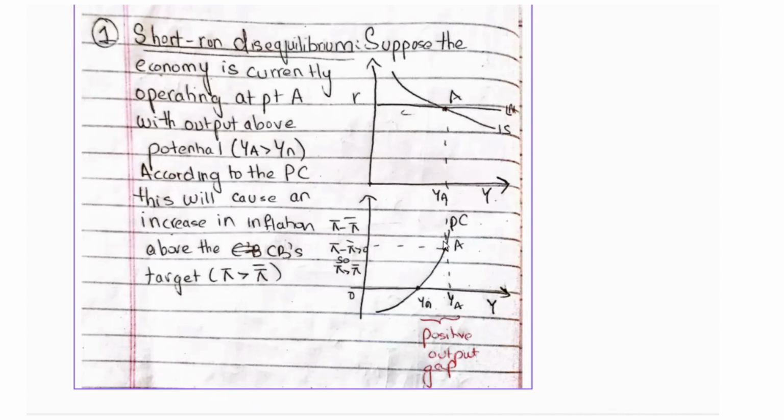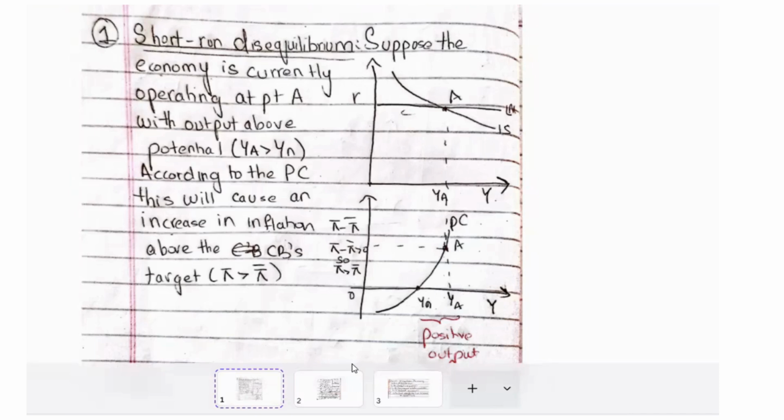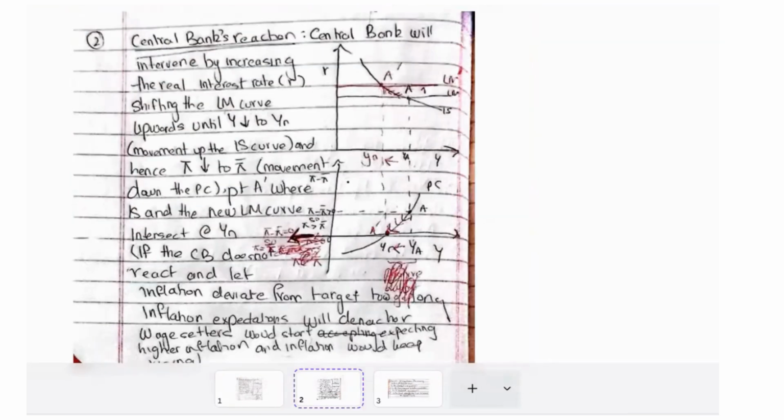According to our Phillips curve, this will cause an increase in inflation above the central bank's target, because you can see that at the level of output YA, pi minus pi bar is positive, so pi is greater than pi bar. The economic intuition behind this we've already looked at when we discussed the Phillips curve. So here we're just saying, suppose the economy is operating at point A, where output is above the potential level, and hence by the Phillips curve, inflation is above the target. So this is our short-term disequilibrium.